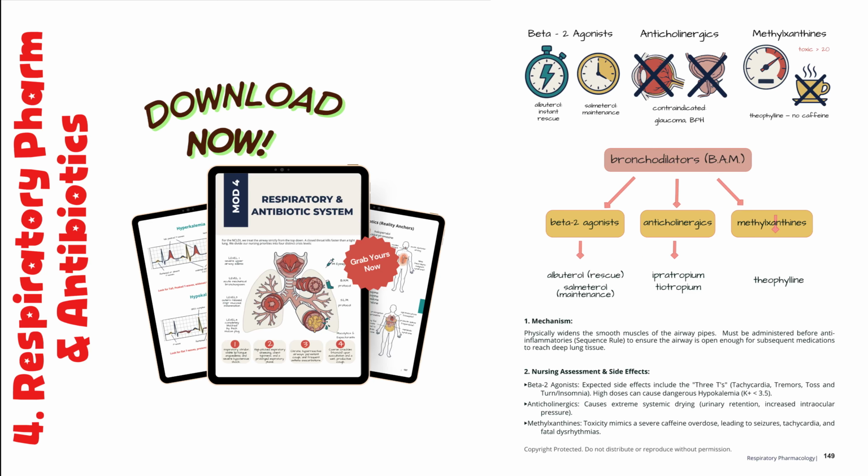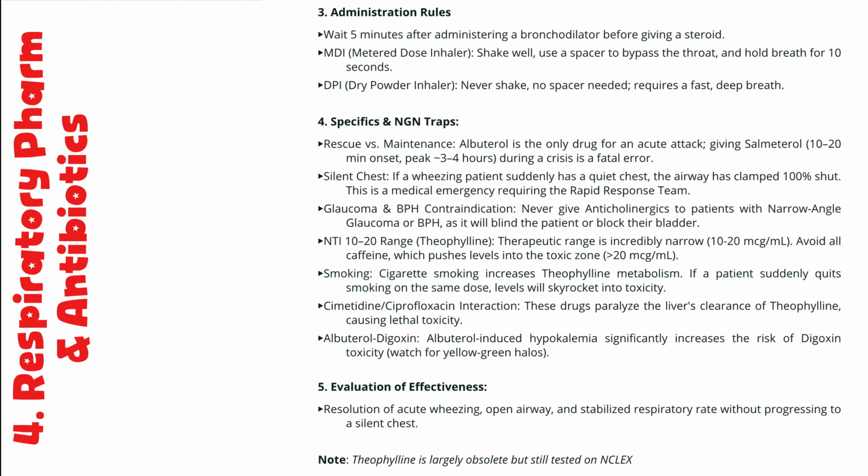Methylxanthines, like theophylline, have a brutally narrow window, 10 to 20 micrograms per milliliter. Toxicity looks like a caffeine overdose. Seizures, tachycardia, fatal dysrhythmias. Cut caffeine entirely. And watch 2 specific interactions, cimetidine and ciprofloxacin, both block the liver's ability to clear theophylline, sending levels into the toxic zone. Quitting smoking has the same effect, since smoking speeds up theophylline metabolism. A patient who quits cold turkey on an unchanged dose can suddenly become toxic.